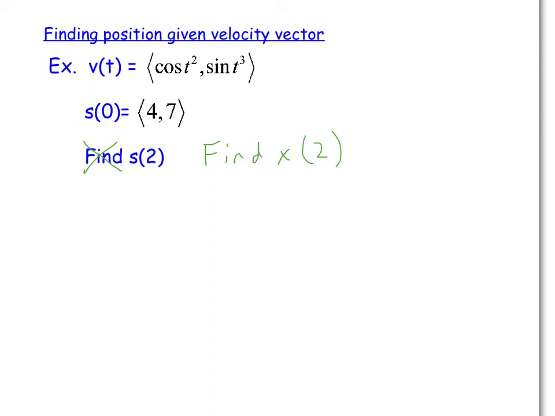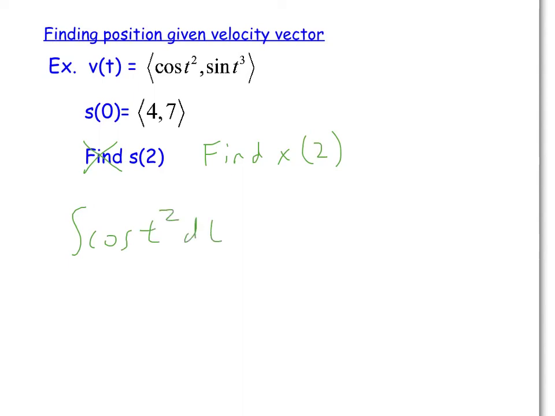Now, you could be asked to find the entire position vector at a specific time, and you see here that was at time 2. But for time's sake, we're just going to find the position of our particle at time 2 for just the x component. I would hope that everyone here would agree that in order to do this, we would have to integrate our velocity vector to help find position. In particular, since we're just looking for the x component, we would have to integrate cosine t squared.